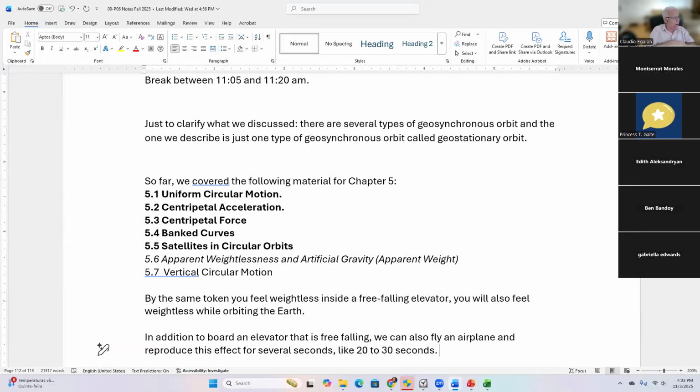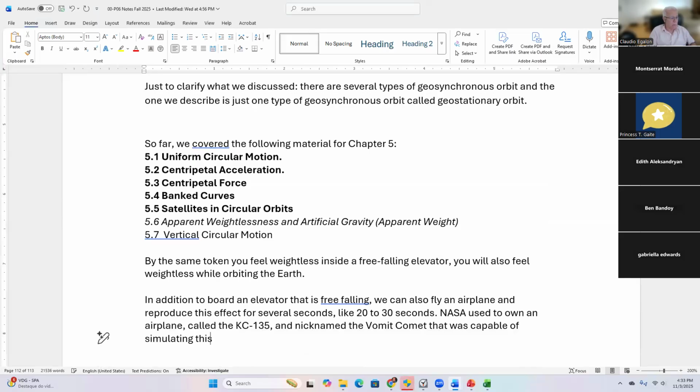NASA used to have an airplane called the KC-135, nicknamed the Vomit Comet, okay? NASA used to own this airplane, but no longer has it. That was capable of simulating this effect.